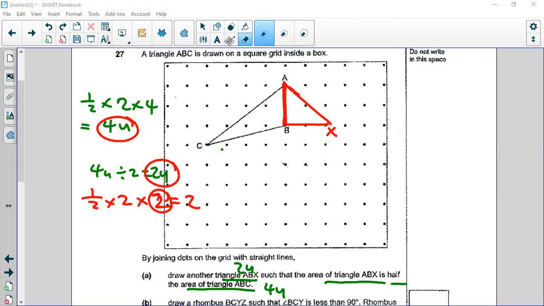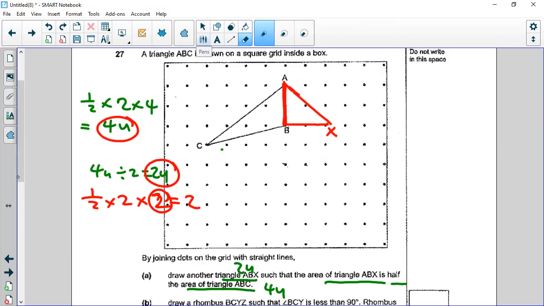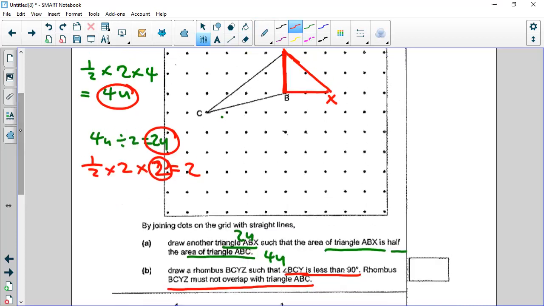Okay, part B. You're supposed to draw a rhombus, a rhombus BCY. The angle BCY is less than 90 degrees. All right, and it gets harder already, but is it really hard to draw? And this rhombus cannot overlap with the ABC. So how do you draw rhombus BCY that's less than 90?